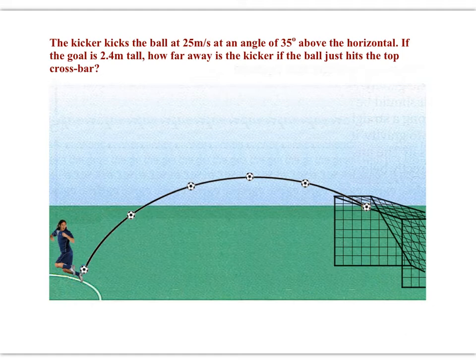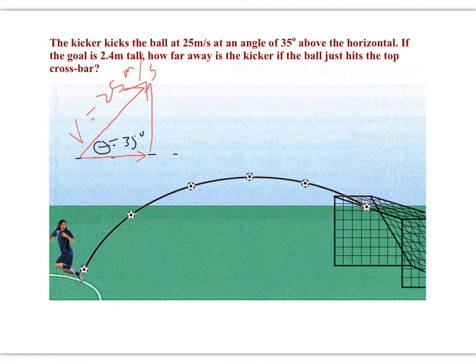So I'm going to draw a little picture here of the velocity vector for the kick. So that's v equals 25 meters per second, and it says that this is at an angle of 35 degrees above the horizontal. So I'm going to draw a little horizontal line, and I'm going to label my theta, and that is 35 degrees. Now this kick goes up and to the right, and so it has components that go up and to the right. So I'm going to draw in my components here and here, and this is Vy, and this is Vx.